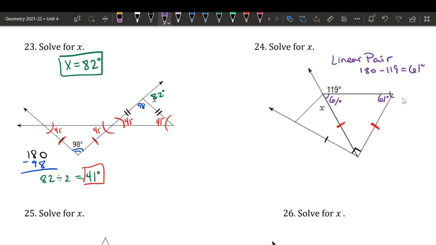So these are the same because these sides are marked the same. And now I can find the vertex angle by saying 180 and subtracting both of the base angles. Minus 61, minus 61. That's 58. So I know the third angle in that triangle has to be 58 degrees because all triangles add up to 180 degrees.